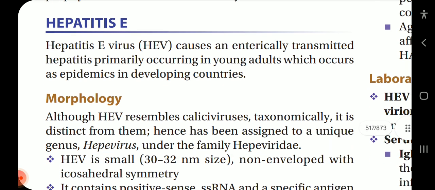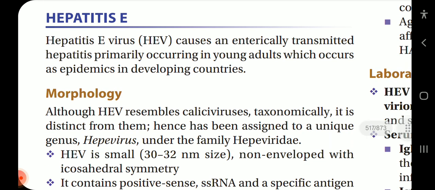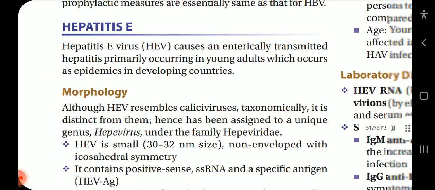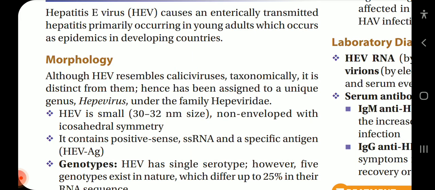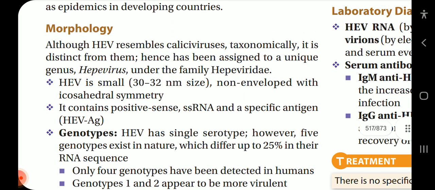Now coming on to hepatitis E. Hepatitis E virus, HEV, causes an enterically transmitted hepatitis primarily occurring in young adults, which occurs as epidemics in developing countries. Morphology: although HEV resembles caliciviruses, taxonomically it is distinct from them, hence has been assigned to a unique genus Hepevirus under the family Hepeviridae.